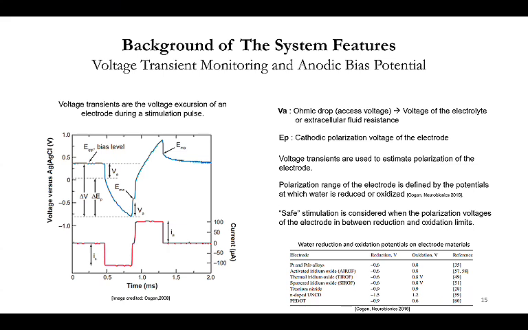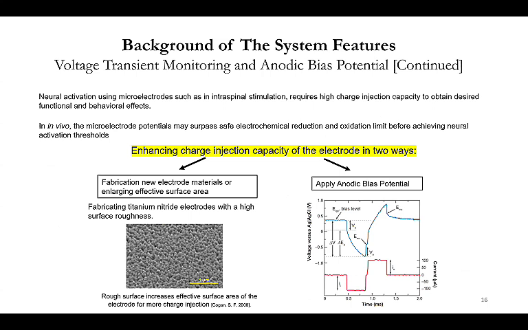Like I said, we use a microelectrode array, but sometimes we need to increase the charge injection capacity, because the eventual goal is to stimulate the nerves. To solve this problem, engineers divide the approaches into two main fields. One is to make the electrode surface rather rough, and this roughness increases the surface area of the electrode. That helps the charge injection capacity.